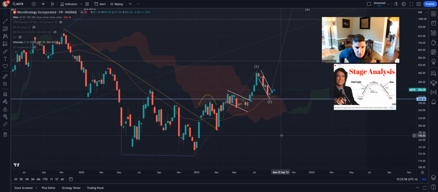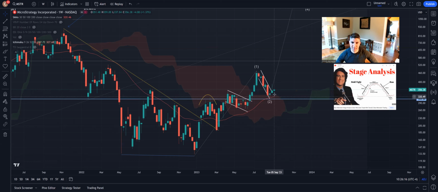And when you margin your Bitcoin and you get margin called, what happens? The Bitcoin gets sold, right? The Bitcoin gets sold. And so that can cause a reaction to the downside that's less indicative of the overall trend. Whereas with MicroStrategy, we haven't even gotten a test of this 30-week.